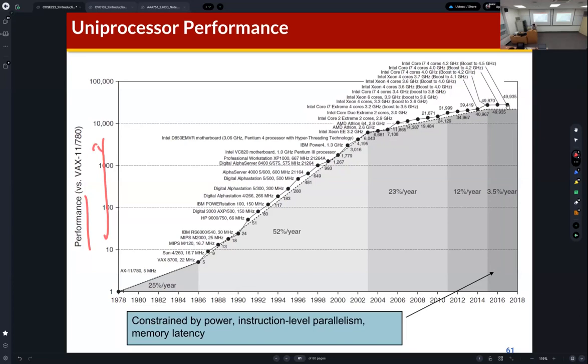So you can find that from 1986 to the early 2000s, the performance of a single core had increased by 52% per year. Amazing, right? The performance is improved by more than 50% every year. But after that, the performance slowed down to 23%, and then recently, the performance of a single core is nearly the same, right?